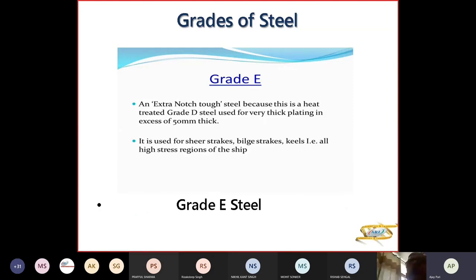And this is extra notch tough steel, because grade D steel is treated with heat treatment. It is used for thicknesses in excess of 50 mm. It is used in the sheer strake, bilge strake and keels. All of these are high stress regions where you use E grade steel. The impact test temperature is also minus 40 degrees Celsius for grade E steel.